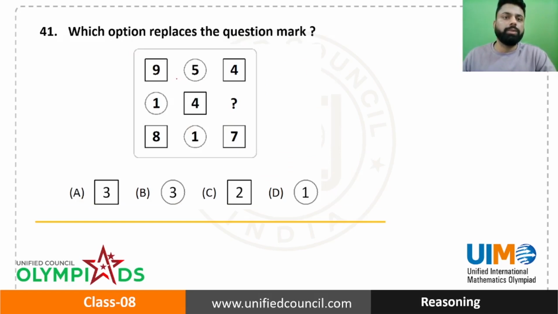Which option replaces the question mark? 9, 5, 4, 7, 1, 8. So 9 minus 5 is 4. 8 minus 1 is 7. So basically the difference between these two is going to be here. Now 2 squares, 1 circle, 2 squares, 1 circle, 2 squares, 1 circle. So it has to have 2 circles and 1 square. So the correct answer in this case is option A. It has to have 2 squares. So it has to be 3. Option A is the correct answer.